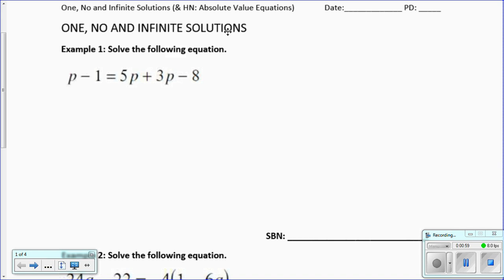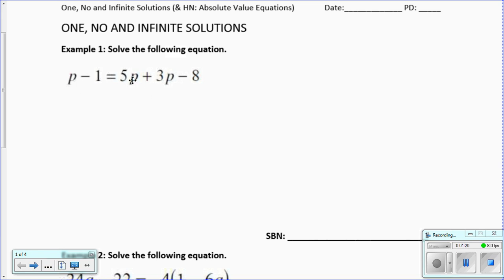So the two options are it can be true, which means it doesn't matter what the variable is, it'll always come out true, giving you infinite solutions. Or it could come out false, meaning no matter what the variable is, it will always give you a false statement. So there's no solution that works. Okay? But to do this, you just solve the equation like you normally would.